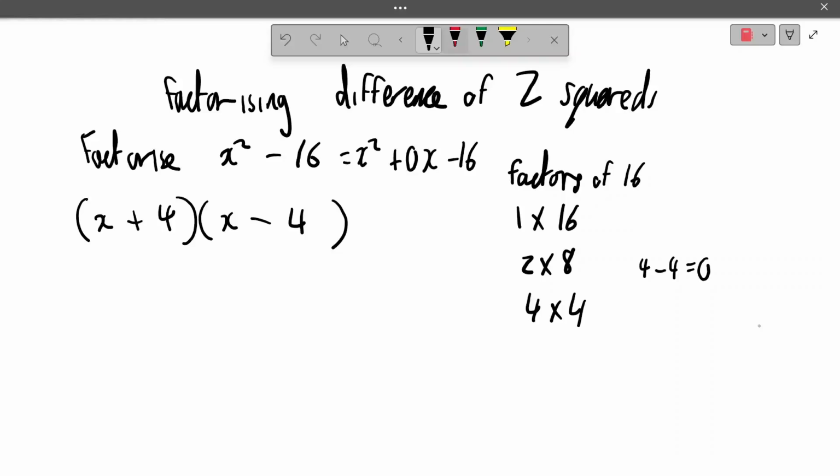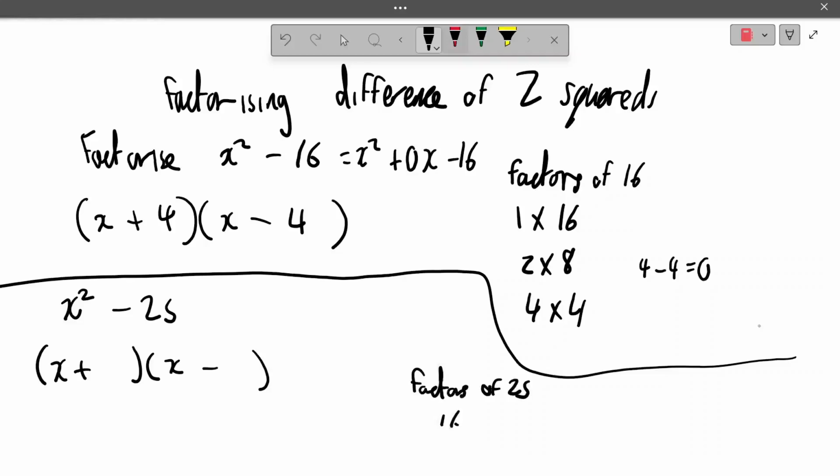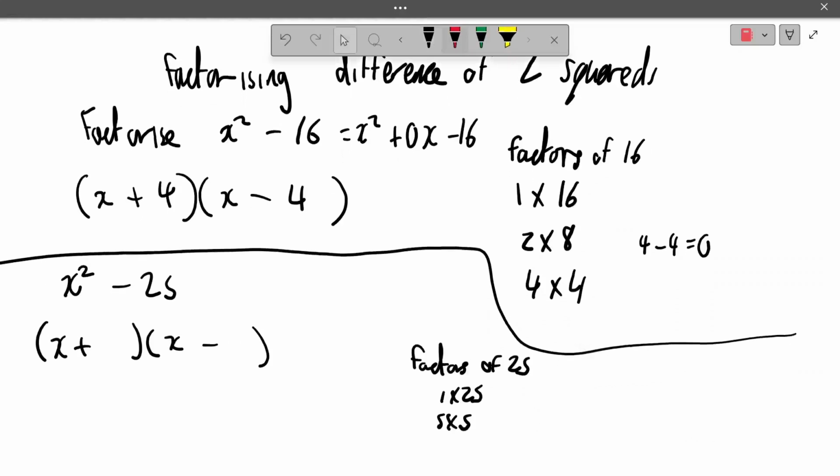But what about another one? Let's quickly do another one. Let's go really crazy and have x squared minus 25, bracket x plus and x minus, the factors of 25. We have 1 times 25 and 5 times 5. That's it. So I'm trying to keep both on the screen at the same time. Which ones? Okay, one minus the other gets you 0. Well, clearly it's 5 and 5.